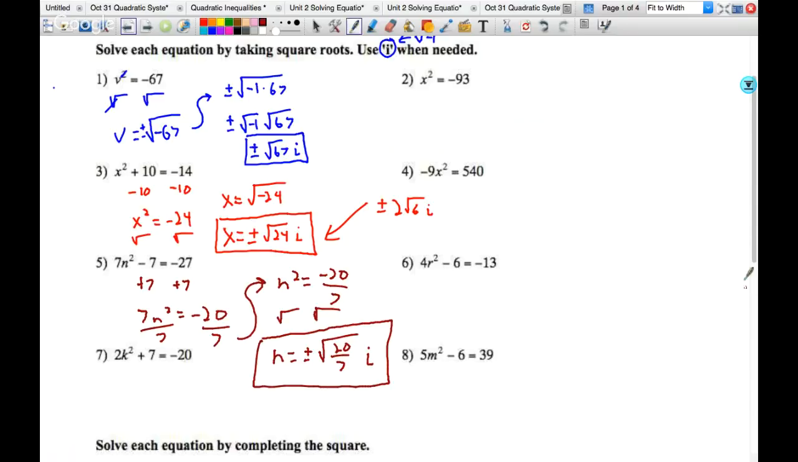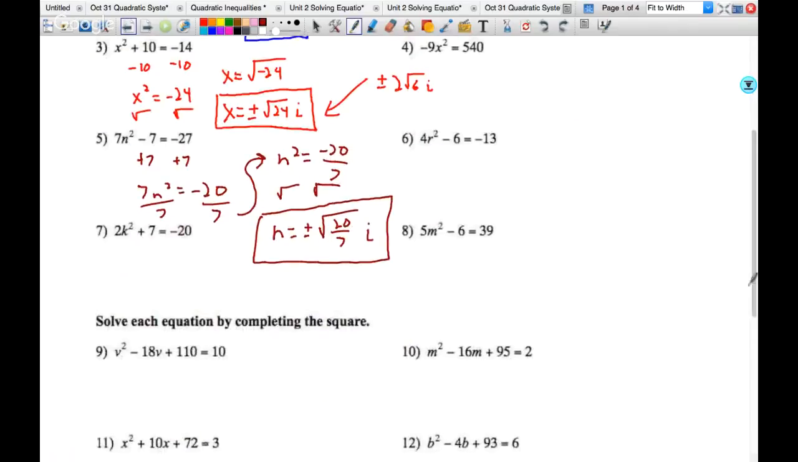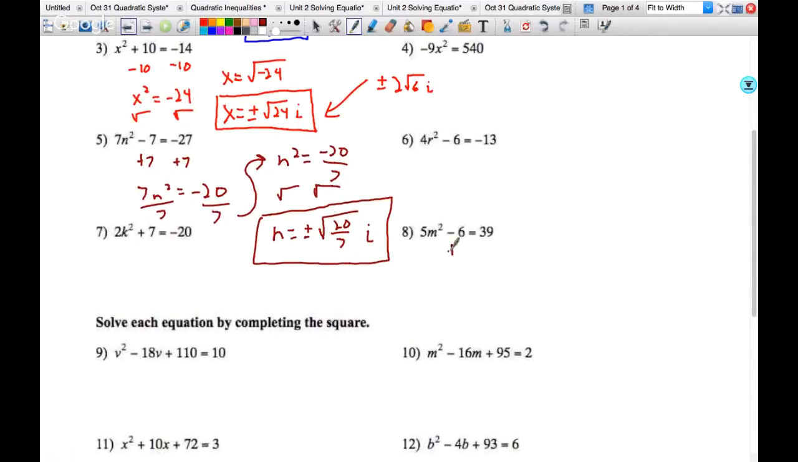Let's do number 8 real quick. Number 8, I'm going to add 6 to both sides, again, moving everything away from my variable. I don't have a b term, so I don't need to use quadratic formula or completing the square or factoring. I can just use square roots to solve this. 5m squared equals 45. Divide away my coefficient.